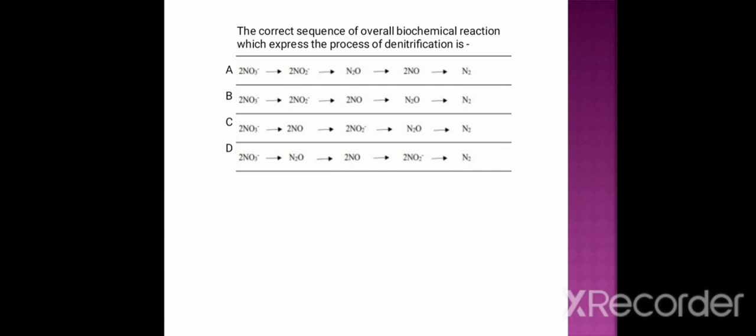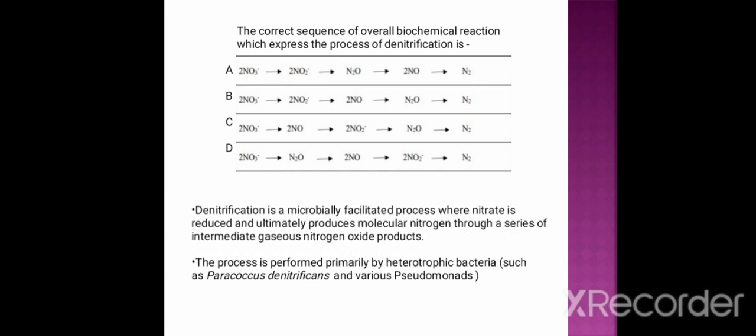Next question. For this question, there are 4 options mentioned here, and you have to choose the correct sequence of overall biochemical reaction which expresses the process of denitrification. Denitrification is a microbially facilitated process where nitrate is reduced and ultimately produces molecular nitrogen through a series of intermediate gaseous nitrogen oxide products. This process is performed primarily by heterotrophic bacteria such as Paracoccus denitrificans and various Pseudomonas.